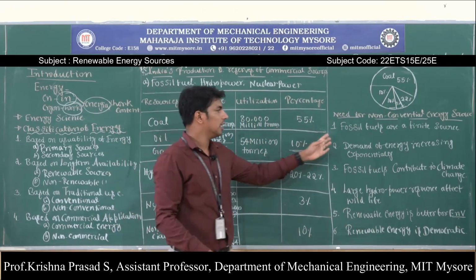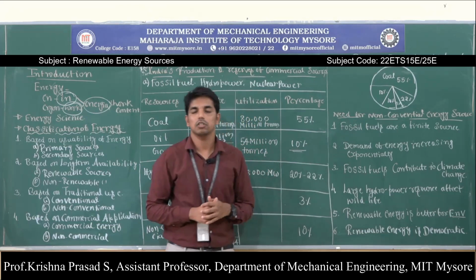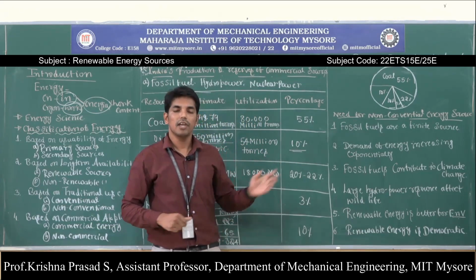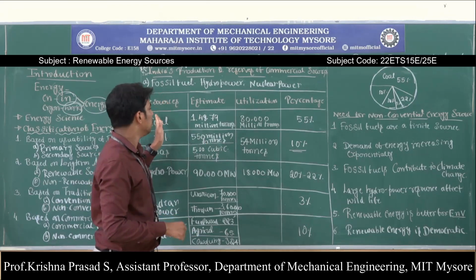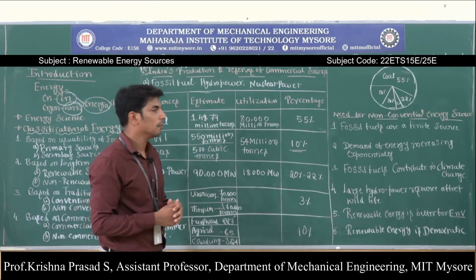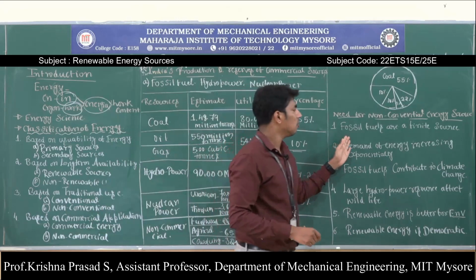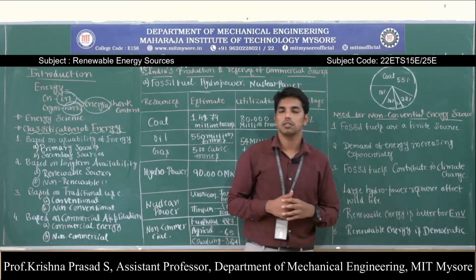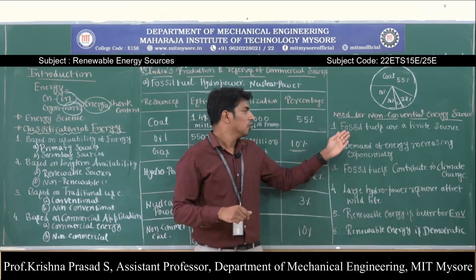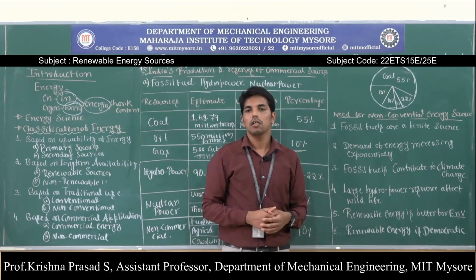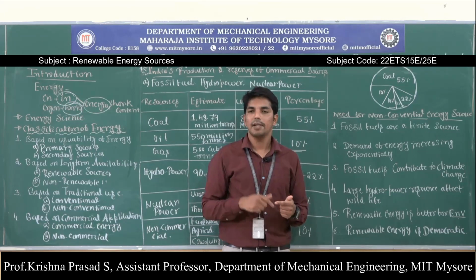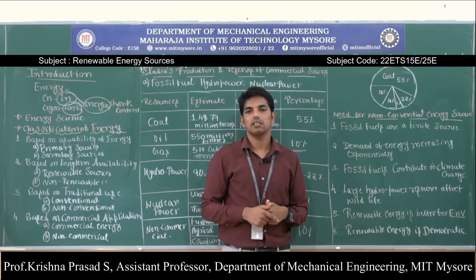So then what is the need for non-conventional energy resources? That is very much important. We have seen that in India's production we are mainly concentrating on fossil fuels like coal. So a very important point: fossil fuels are finite sources. That means due to the ever-increasing demand for fossil fuels, their availability is rapidly declining. That is one of the disadvantages.